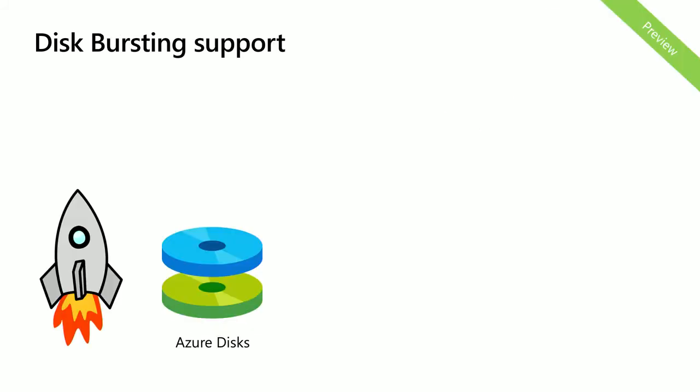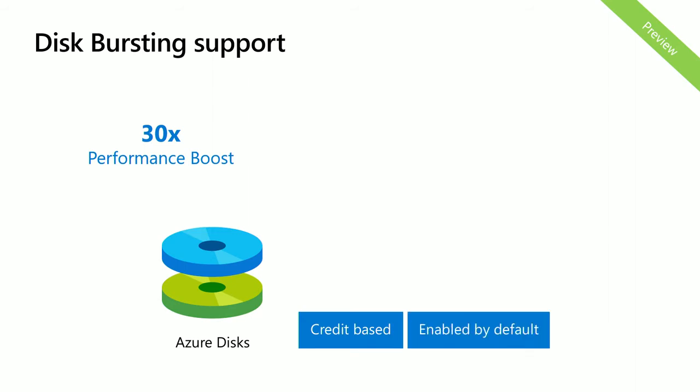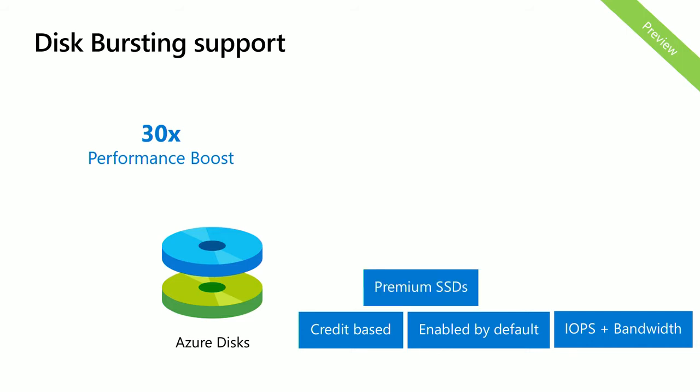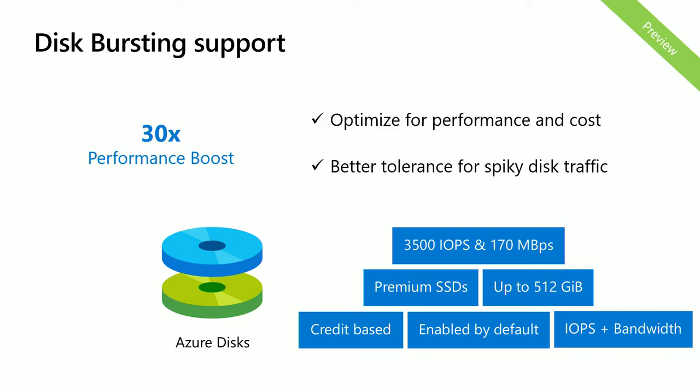Today, we would like to announce our preview of disk bursting, where you'll be able to get a performance boost on your disk up to 30 times. It is a credit-based bursting system. Enabled by default as a platform improvement, you don't need to do anything on your end. We support bursting on both IOPS and bandwidth. It's supported on premium SSD for size up to 512 GB. You can burst up to 3,500 IOPS and 170 Mbps. So with bursting, you can optimize for both performance and cost. It provides better tolerance for spiky type of disk traffic.